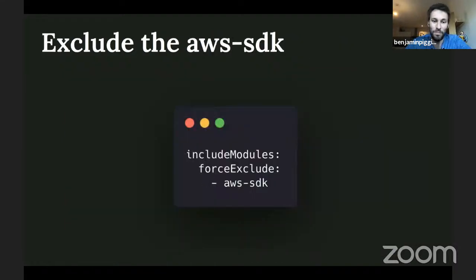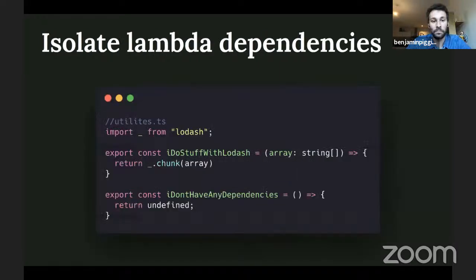So the next step was pretty obvious: just exclude the AWS SDK. You can force exclude this as part of your Webpack options in serverless.yaml, and make sure you add it as an external in your Webpack config. Otherwise, you'll lose your Thundra traces, which happened to us and was very confusing for a while. So don't forget to do that.